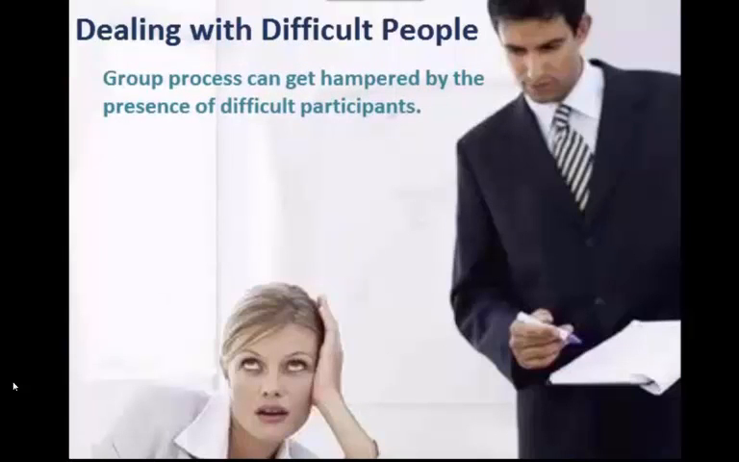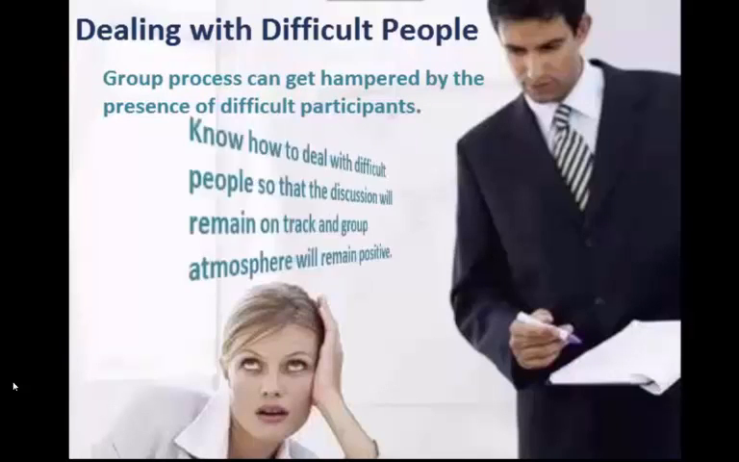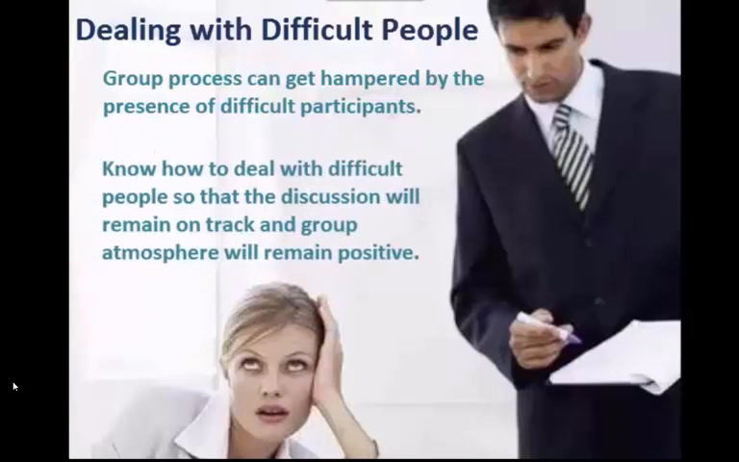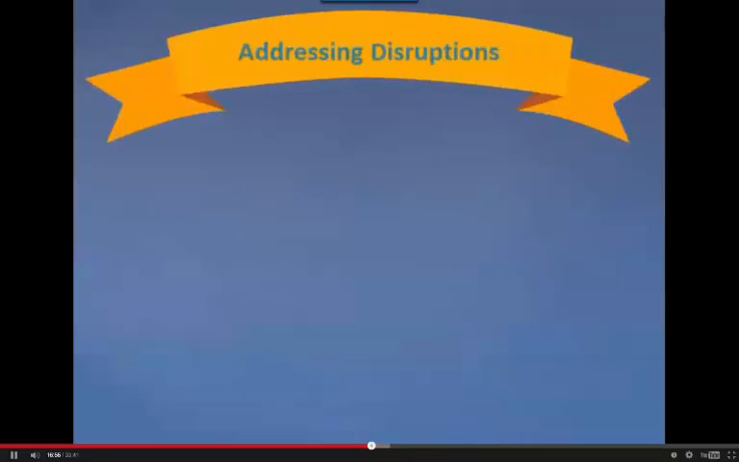Dealing with difficult people. Group process can get hampered by the presence of difficult participants. Know how to deal with difficult people so that the discussion will remain on track and group atmosphere will remain positive. For example, addressing disruptions. Refocus the discussion on the agenda.